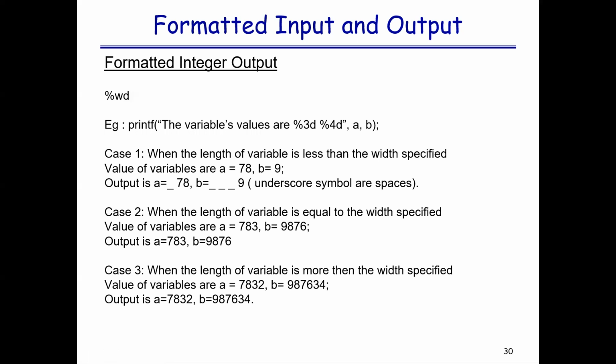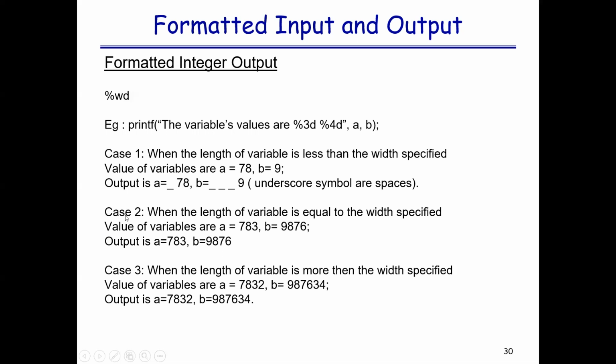Suppose I ask: if the value in A is 789, then what happens? The 3d will take it because it is 3 numbers. No space is printed. Okay, fine, so you get it.